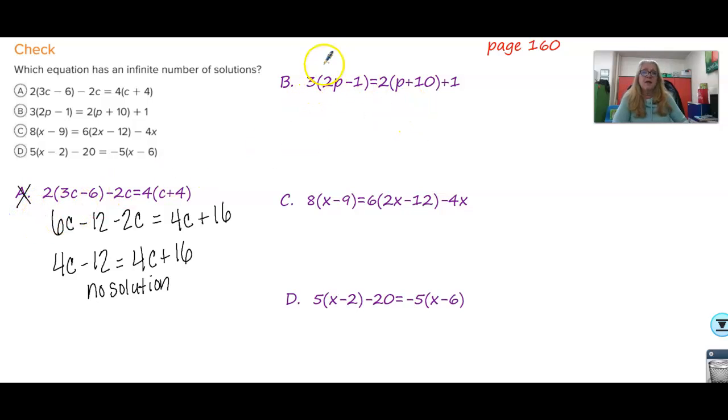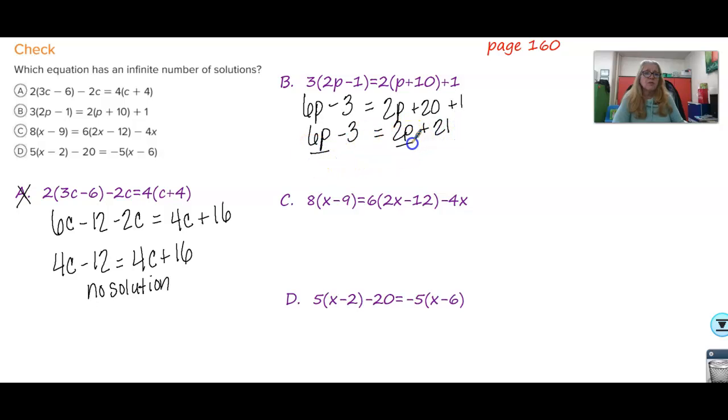What about B? 3 times 2p is 6p. 3 times -1 is -3. 2 times p is 2p. 2 times 10 is 20. And then we have plus 1. So we have 6p minus 3 equals 2p plus 21.